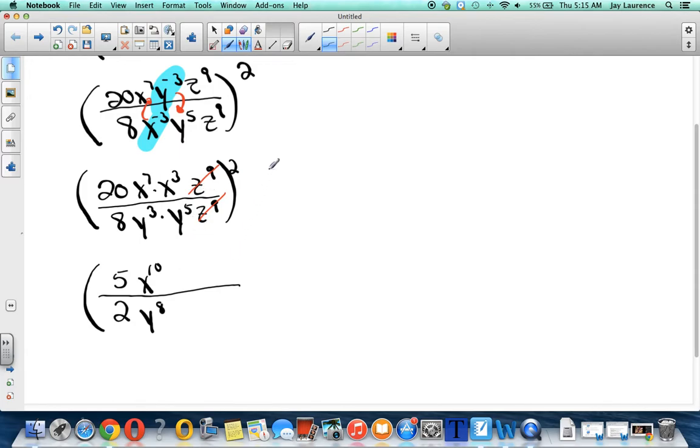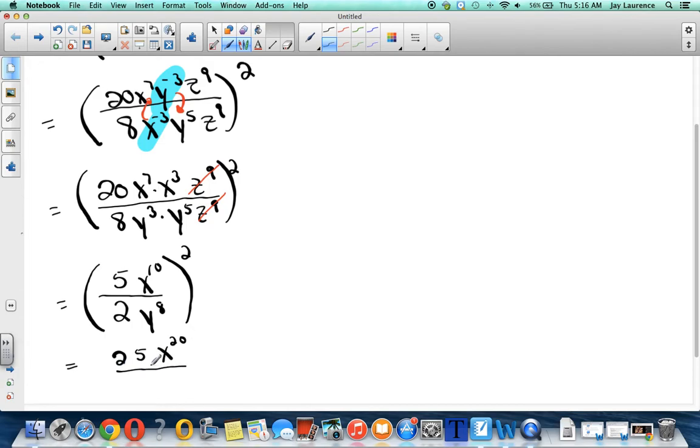And the z's are gone, so I don't need as long of a fraction here. Let me close it off. Now I have to square everything. Should really put equal signs in here. So 5 squared is 25. x to the 10th squared: x to the 10th times x to the 10th is x to the 20th.